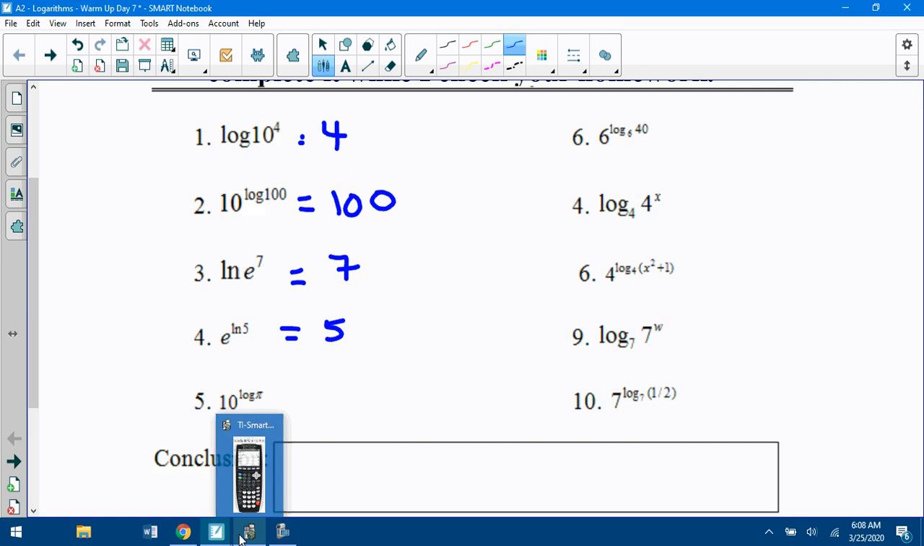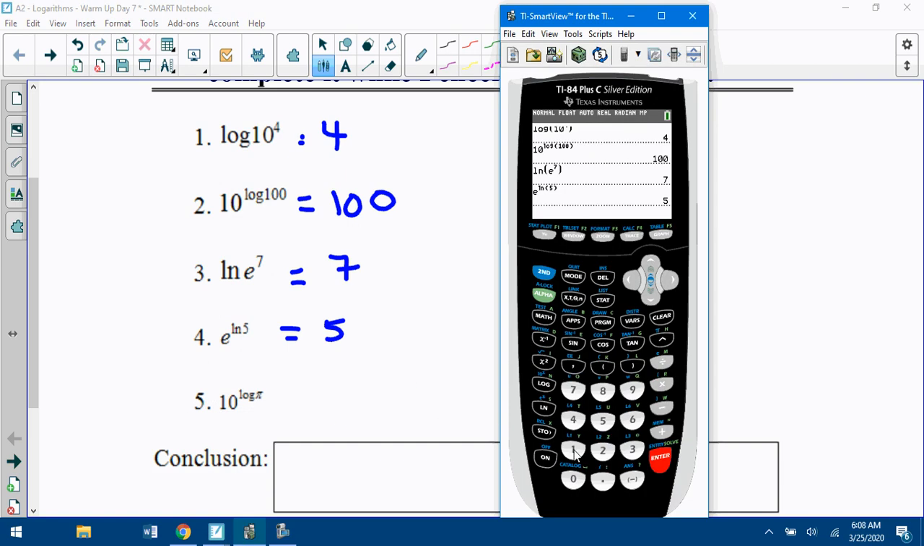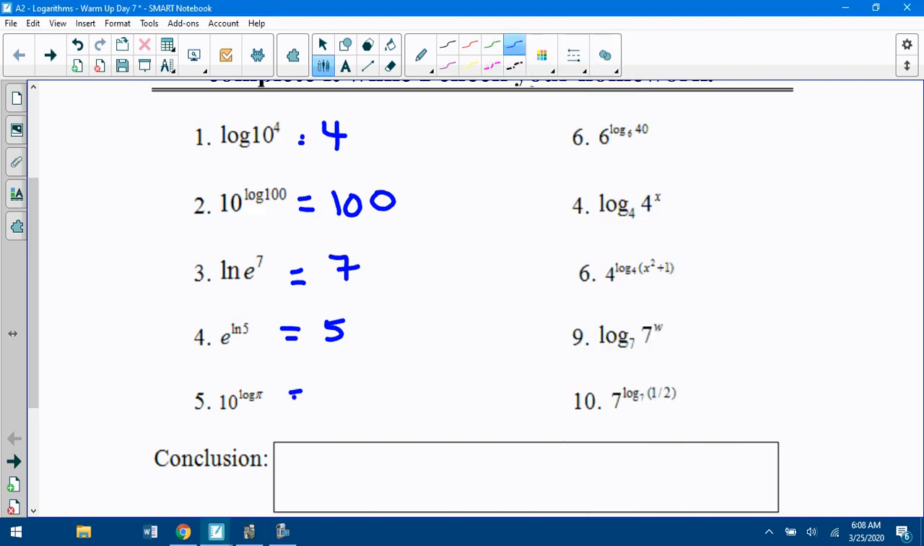10 raised to the log of pi: 3.14159, that's pi. So what's happening? And just something that you've seen a bunch. Log is really log base what? Log base 10. So log base 10 of 10 to the 4th, those are going to cancel, and I get 4. The other side is also true. If I exponentiate log by 10, 10 raised to the log base 10, those also cancel.